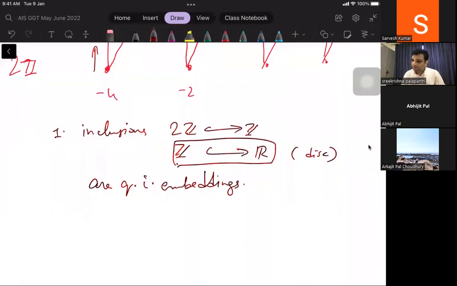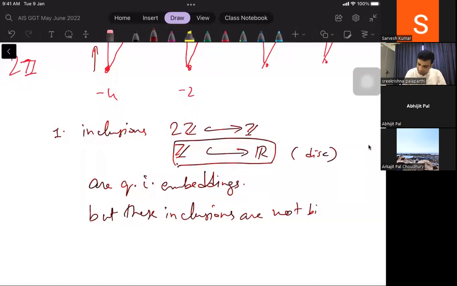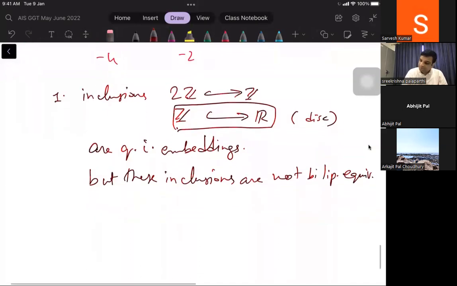But these inclusions are not bi-Lipschitz equivalences, because bi-Lipschitz equivalence requires that you have a bijective function or a homeomorphism. These inclusions are not bi-Lipschitz equivalent, as they are not bijective.